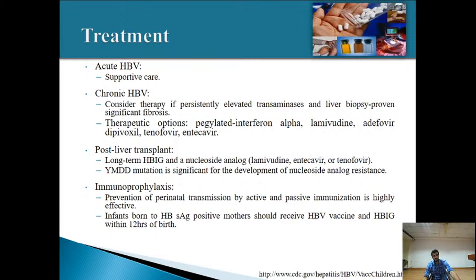That is about HBV clinical presentation, treatment and prevention.